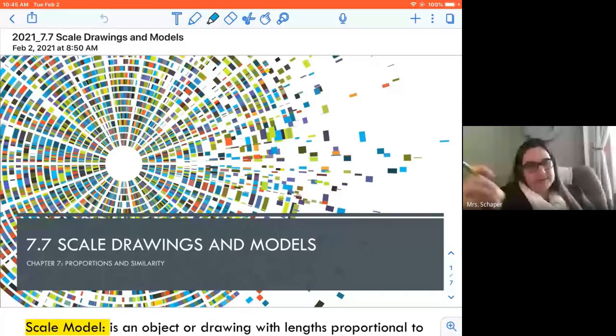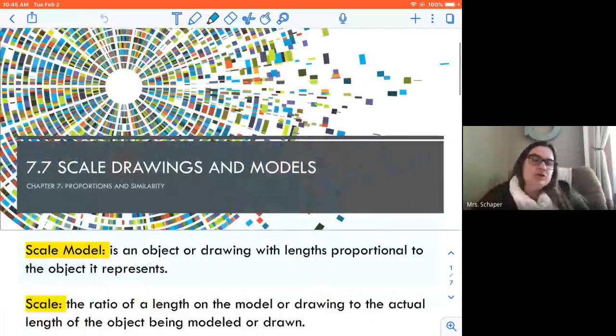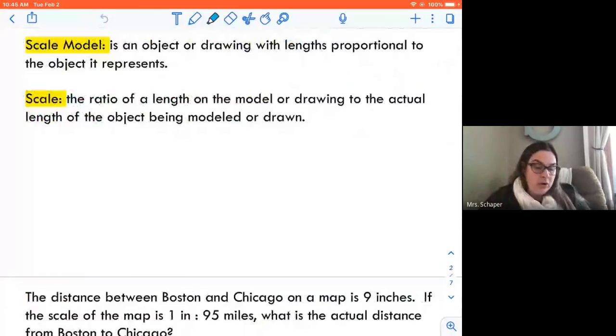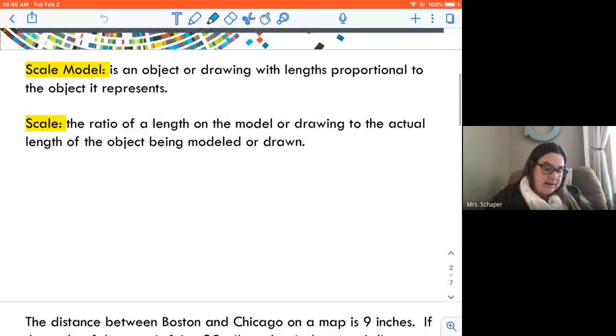A scale model is an object or drawing with lengths proportional to the object it represents. The scale is the ratio of the length in the model to the actual length of the object being modeled or drawn.